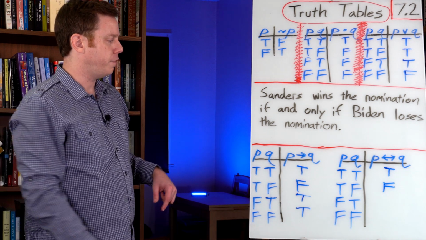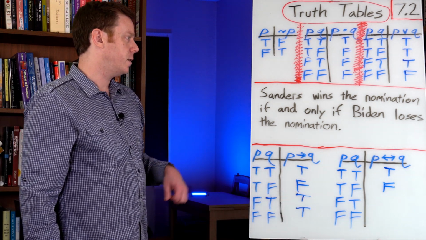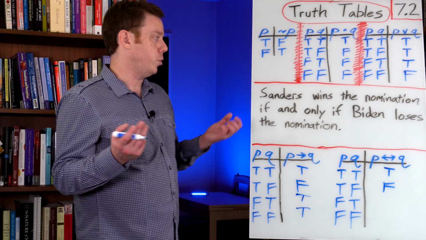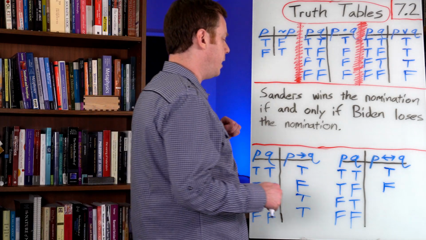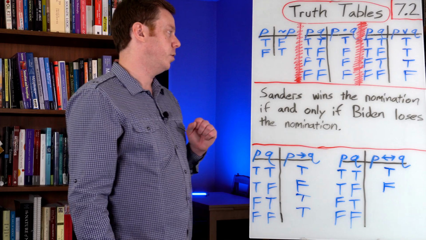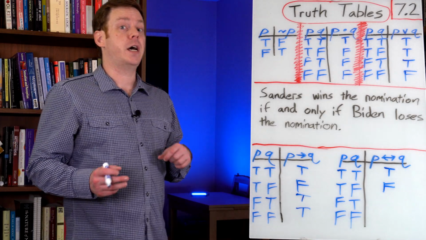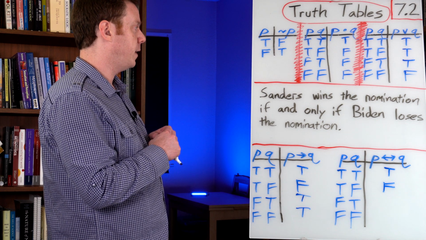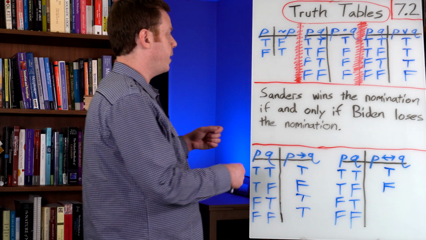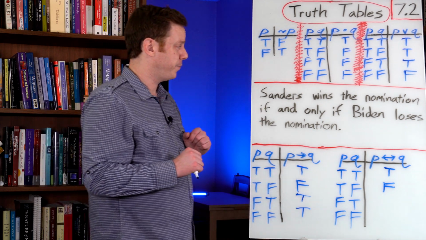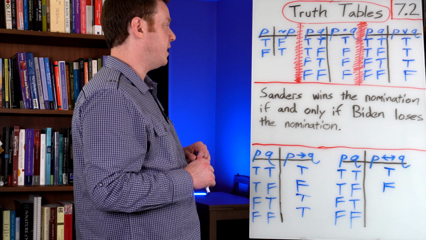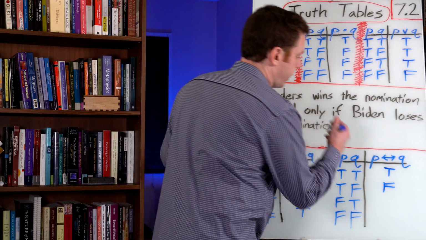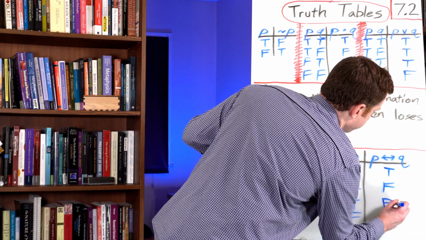What about if we switch the truth values around? Say it's false that Sanders wins. So if it's false that he wins, then he loses, I guess, right? And we'll also say it's true that Biden loses the nomination. Maybe another candidate wins and they both lose. Well, if it's possible for them to both lose, then this whole statement is actually false, right? It's not the case. Sanders wins the nomination if and only if Biden loses the nomination. That doesn't work, right? Because it's possible for them to both lose.